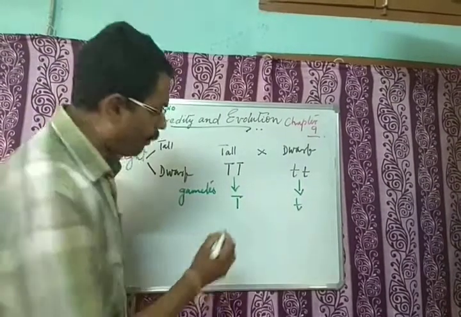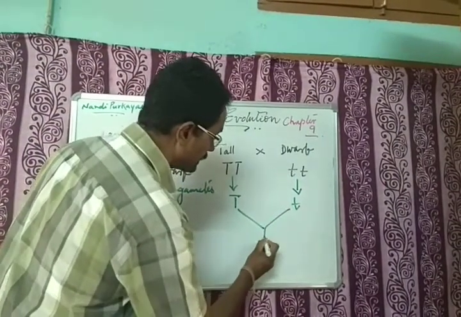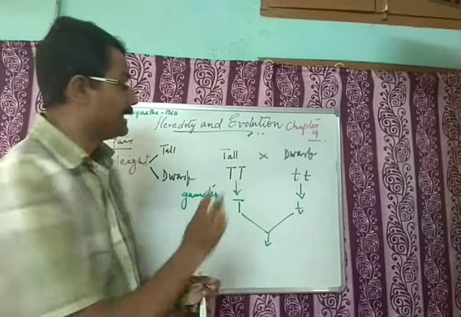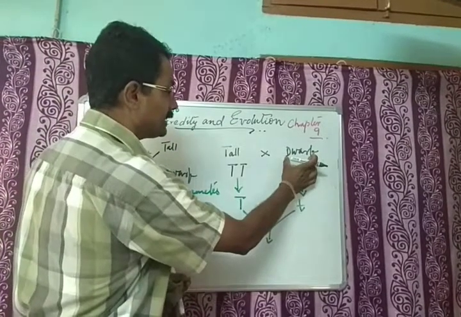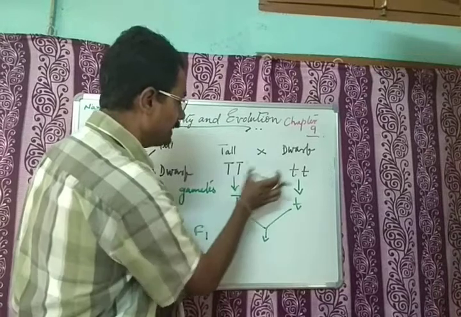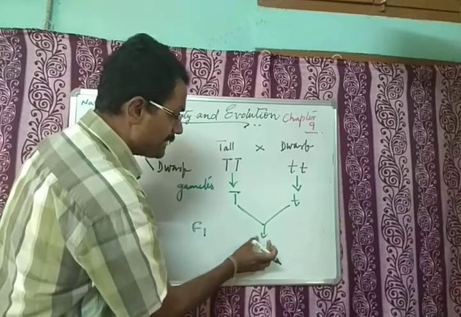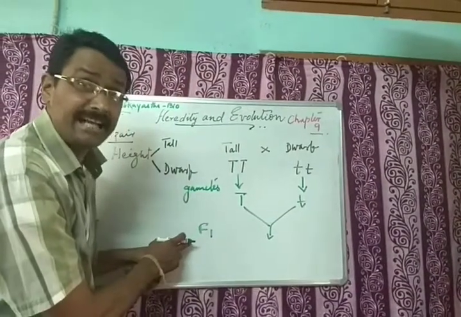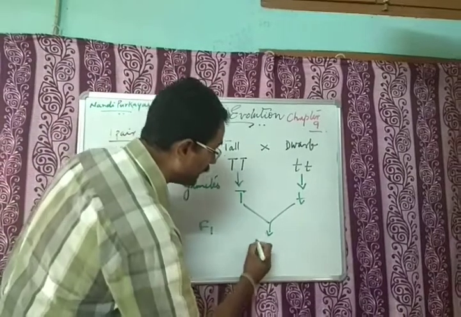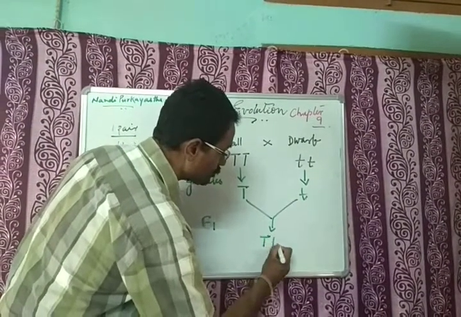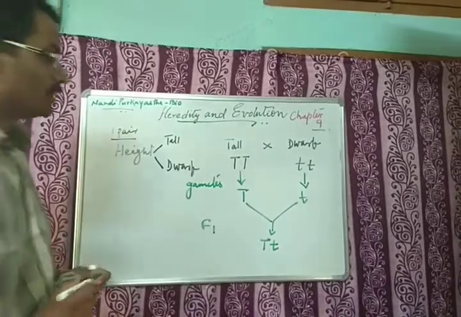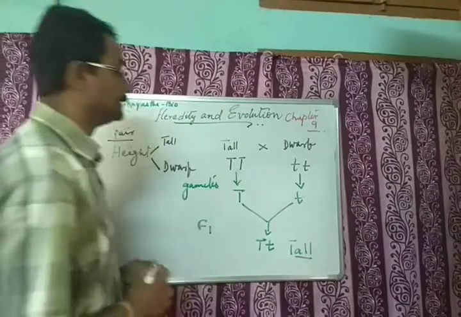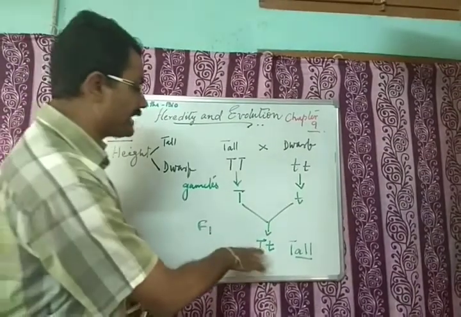Understood the thing? Now what happens? These 2 unite. This is called F1 generation. F1 generation means what? This is mother, this is suppose father, or this is father, this is mother. Gametes are produced, gametes unite. Then that is the occurrence of the next generation, son. That is called first filial generation or F1 generation. What will it be? Capital T, small t. Understood? So here in this case, he found it to be tall. Now, this is the tall.